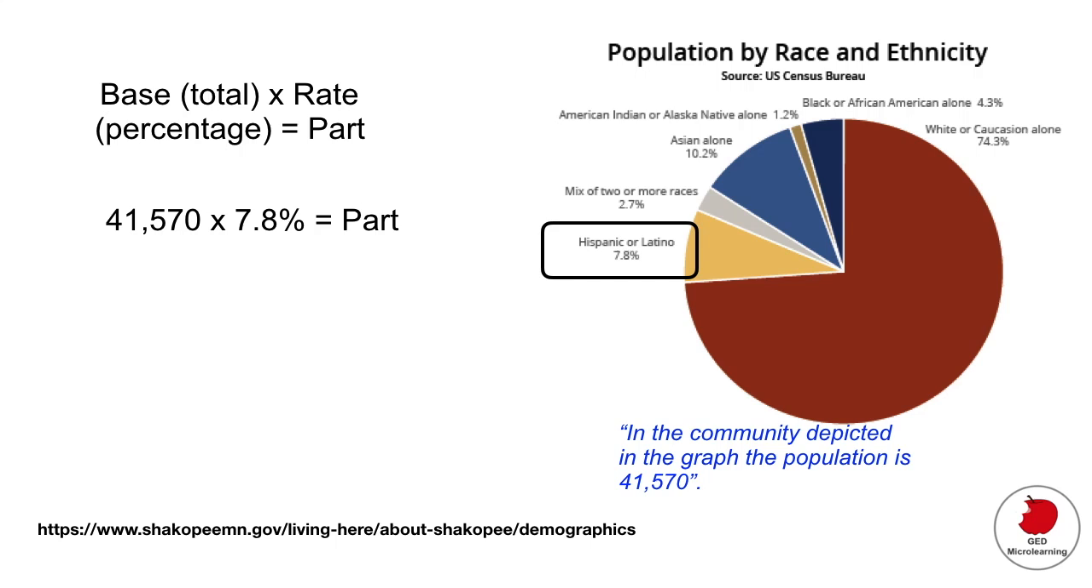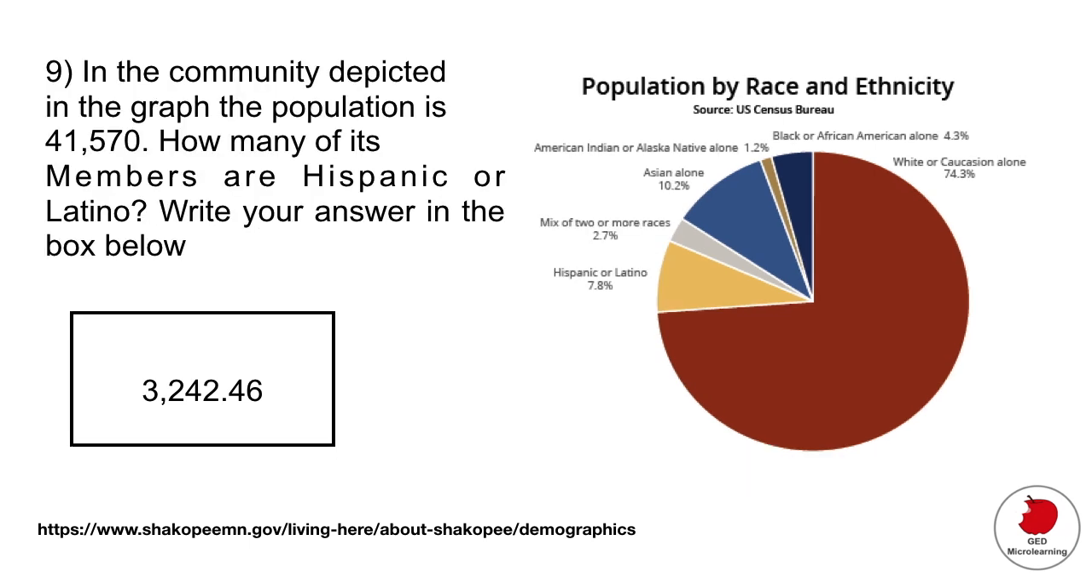Is it 3,000 people out of 41,570? Is it 10,000 people? Okay, that's what you have to find out. So all you do is multiply these two together. Don't forget to change that percentage to decimals like this. And then that gives you 3,242. Okay, so that would be the correct answer.